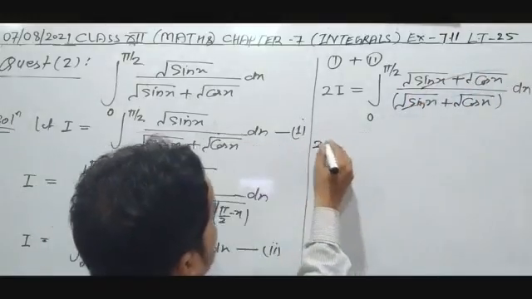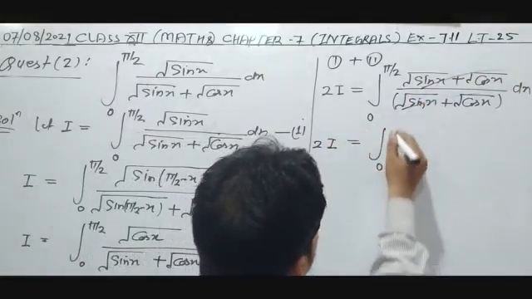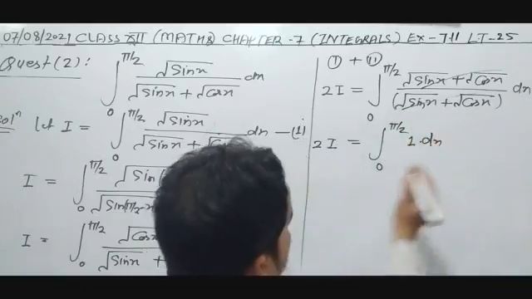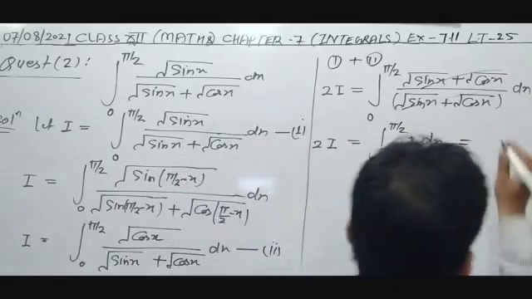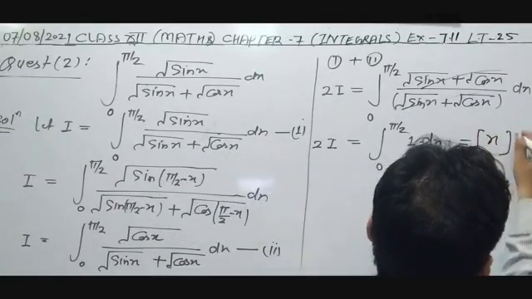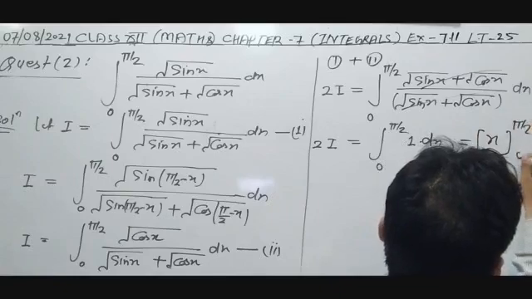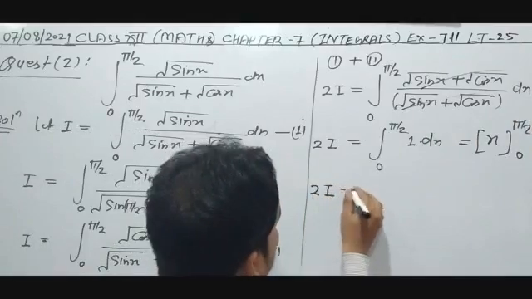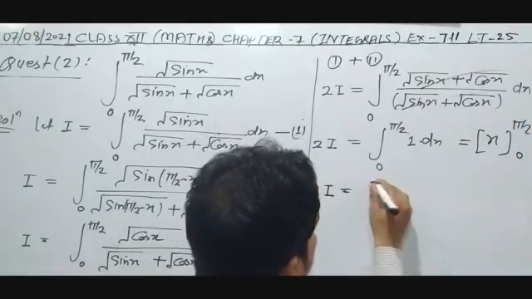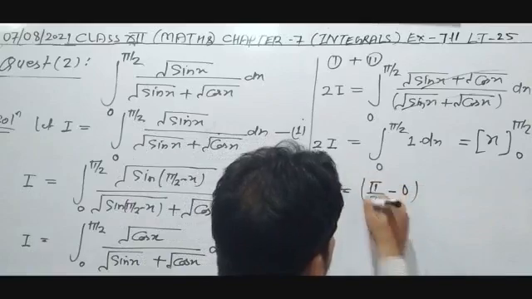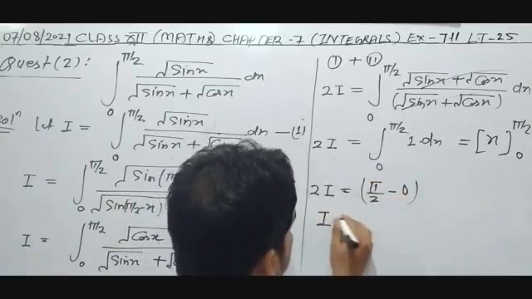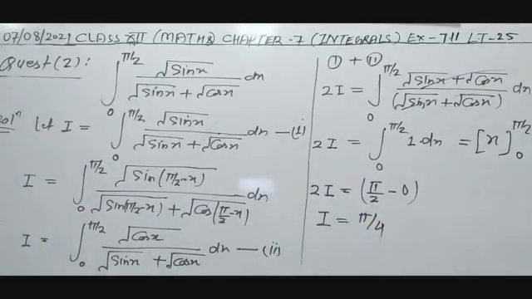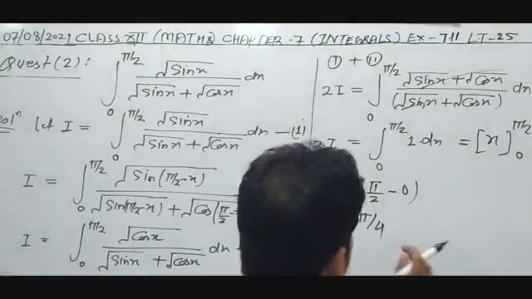So 2I will be equal to the integration over 0 to pi by 2 of 1 dx, and the result of 1 dx is x. So x in square brackets from 0 to pi by 2. So 2I is equal to pi by 2 minus 0, and the result you will get is I is equal to pi by 4.